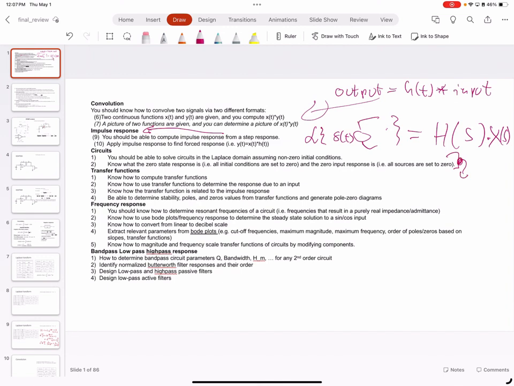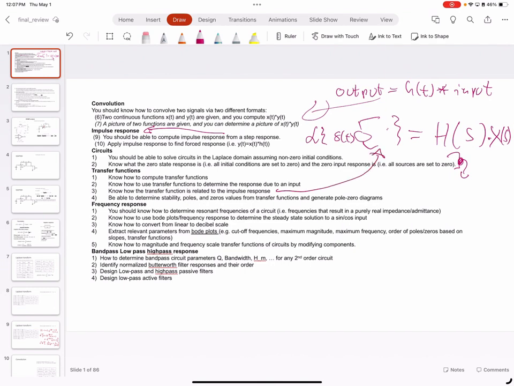In terms of transfer functions, you should know how to compute a transfer function. It's just the ratio of the Laplace transform of the output to the input. You should know how to use it to determine the response to any input, and know how it's related to the impulse response. Finally, you should know how to use the transfer function to determine stability, what the poles are and the zeros. So basically, if you have any poles that are negative, or zero, or purely imaginary, your system is unstable. What else is there to know?